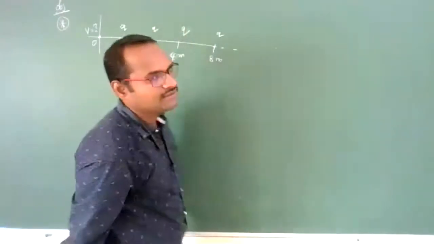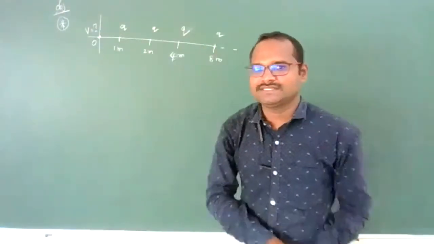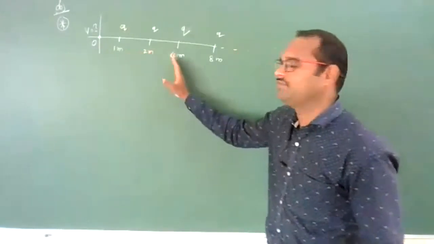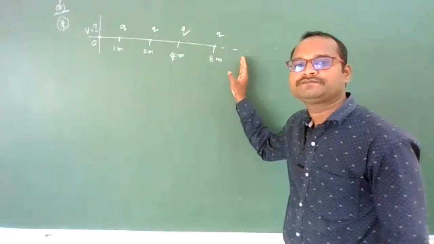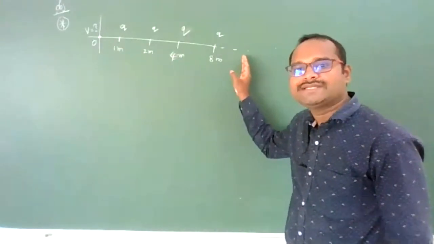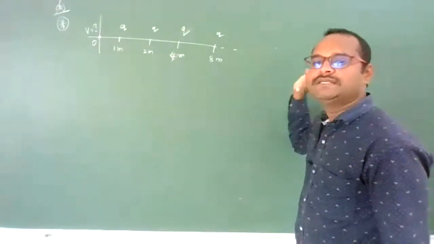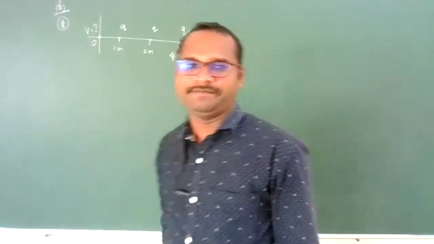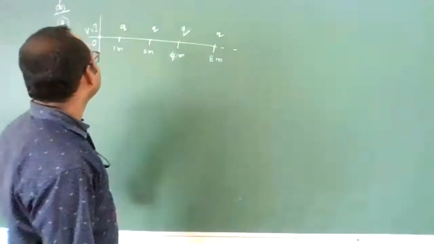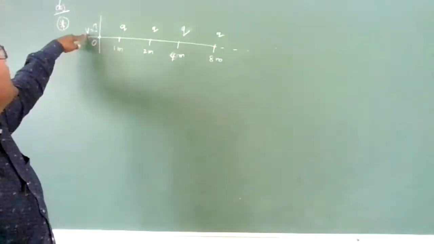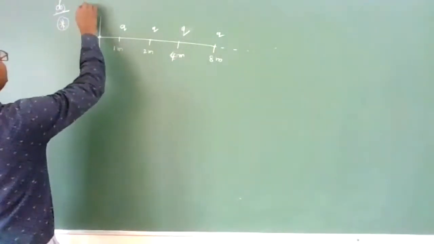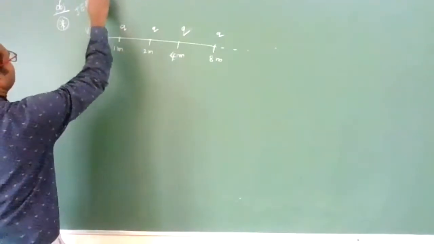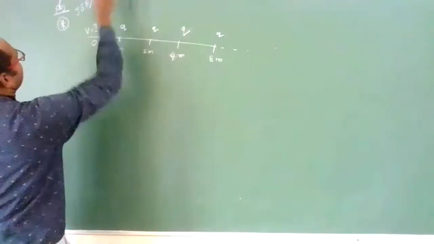Charges q are present at distances 1 meter, 2 meter, 4 meter, 8 meter, 16 meters, and so on, up to infinity. Then what will be the electric potential at point O? This type of question is important for your JEE and NEET. Can you solve it? Yes, it is very easy.